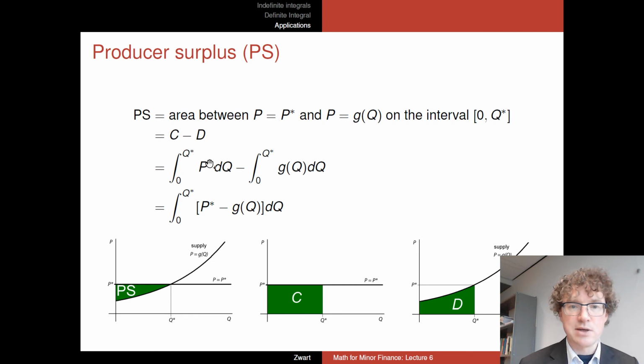So the first one will be this area C, the integral of P star between 0 and Q star, and we have to subtract the area D, which is the integral under the supply function G of Q between those two boundaries 0 and Q star. And again, we can combine those two into one integration. So here you see indeed again, consumer surplus and producer surplus are two areas, and we can compute them as two definite integrals. So let's do that for an example.